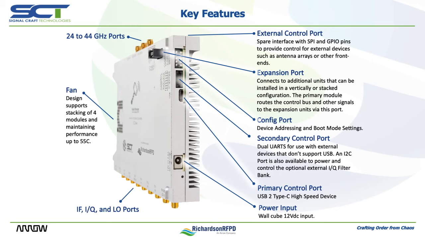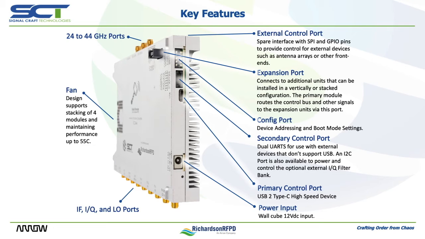Up to 4 units can be combined in a vertical stack to create a 4x4 MIMO system. In this scenario, the control bus is routed to the cascaded modules over the expansion port. In this manner, API commands sent on the primary unit can be redirected to the downstream modules. This eliminates the need for multiple controllers and simplifies timing and synchronization between units. Module addresses are set using a dip switch on the configuration port.